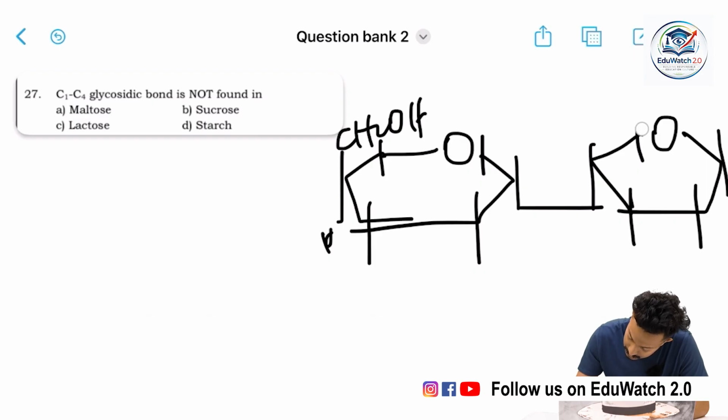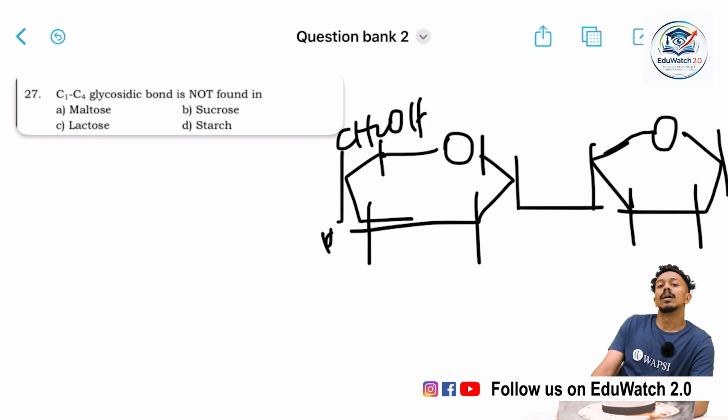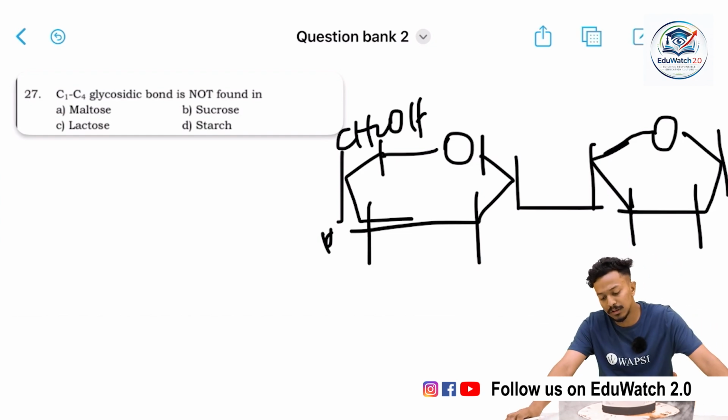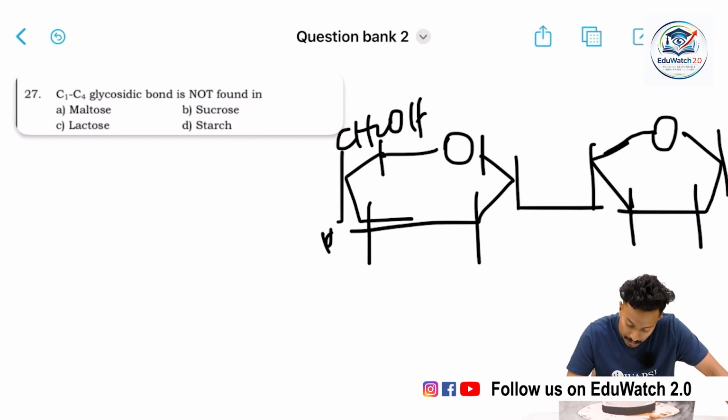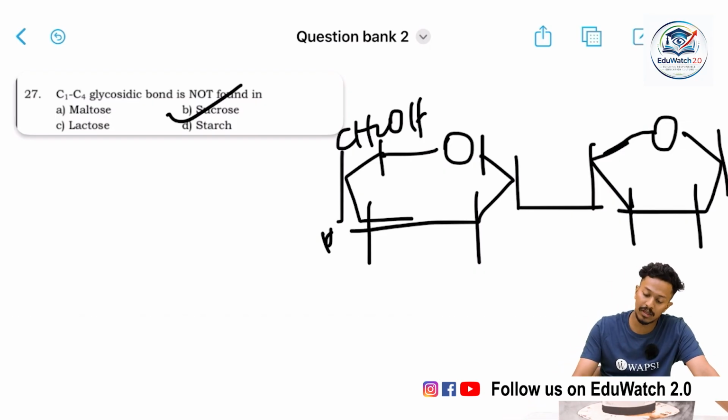Sorry, this is the structure of sucrose. It is a disaccharide which is found with a C1-C2 glycosidic linkage. So the correct option for this question is option B, sucrose, right? We will move on to the next question.